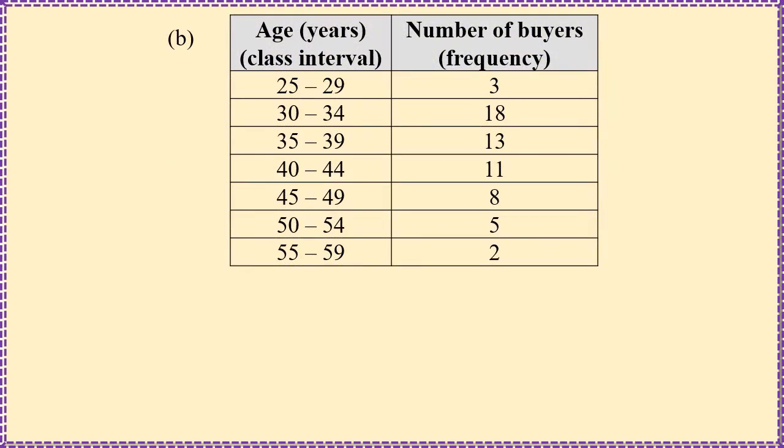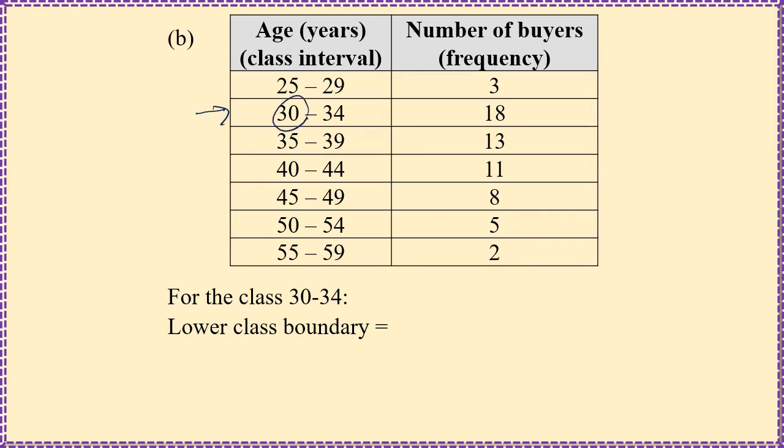The next example. Notice that we have intervals of 25 to 29, 30 to 34, 35 to 39, so there is no coincidence between the intervals. For the class of 30 to 34, the lower class limit is 30, and the previous upper class limit is 29. So we have to add these two values and find the midpoint. 29 plus 30 divided by 2 is 29.5. So this is the lower class boundary of the class 30 to 34.